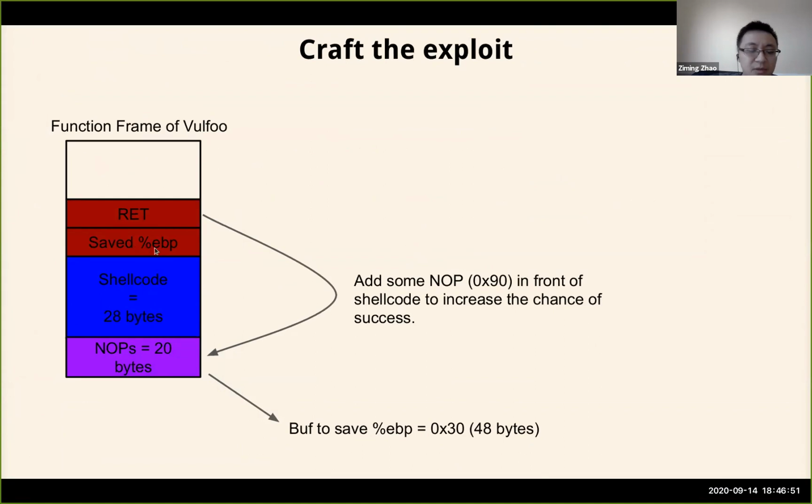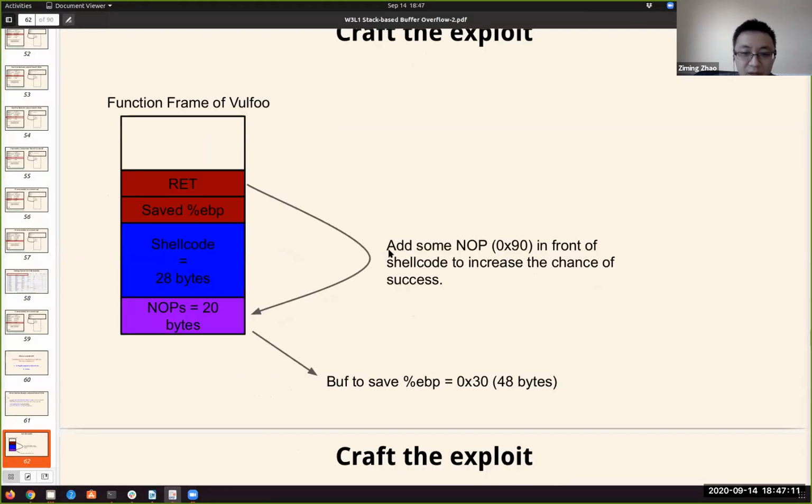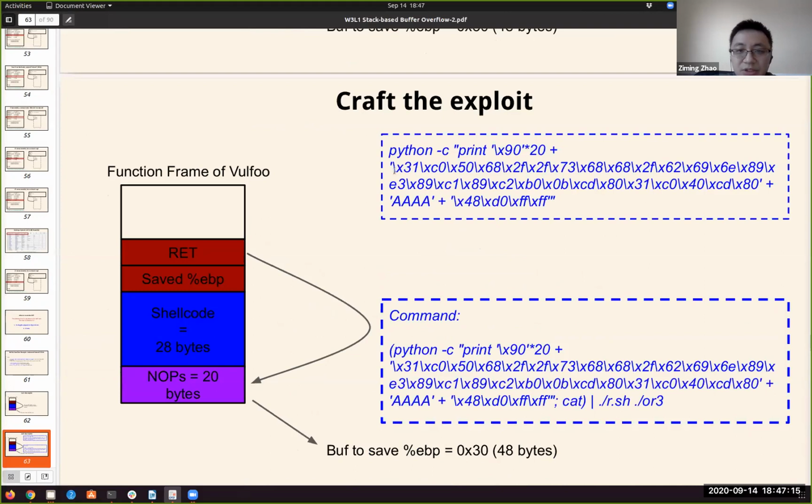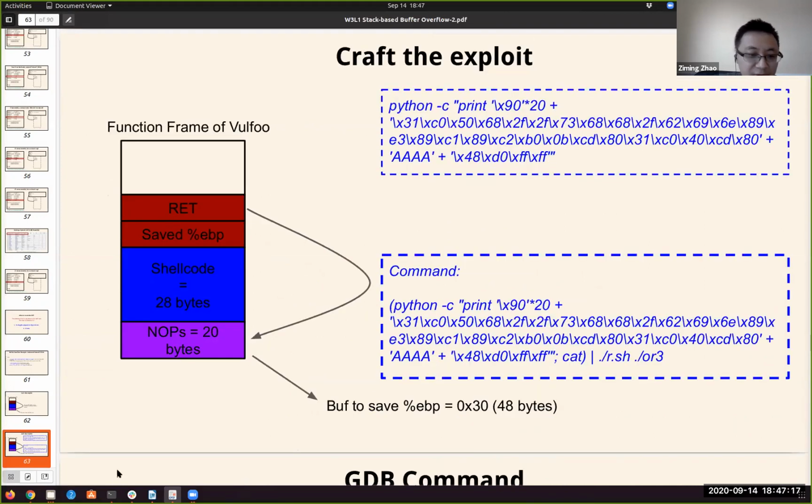Then we have the saved EBP part. We just put A0 there as a filler. Then we are going to put the return address. So we are going to overwrite this whole part, which is 48 plus 8. We're going to overwrite 56 bytes to see if we can get a shell. Okay. This is the shellcode part. I will copy that shellcode part.